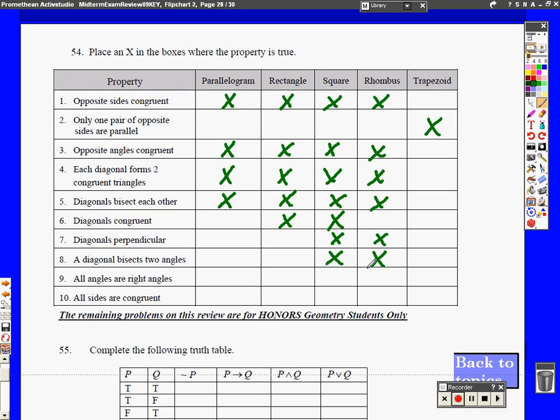All the angles are right. You probably remember that from a long time ago. And that goes for rectangles and squares. And all the sides are congruent to one another. That's true for rhombuses, which also makes it true for a square. So as you see, a square inherits all of the characteristics of rhombuses and rectangles.